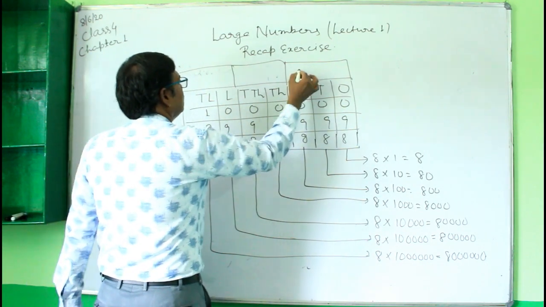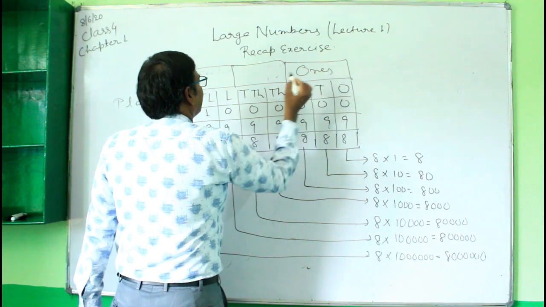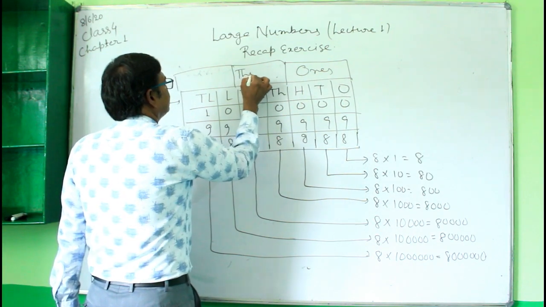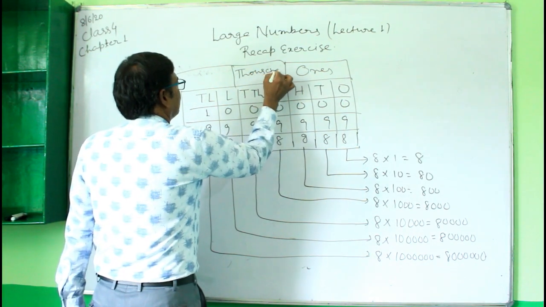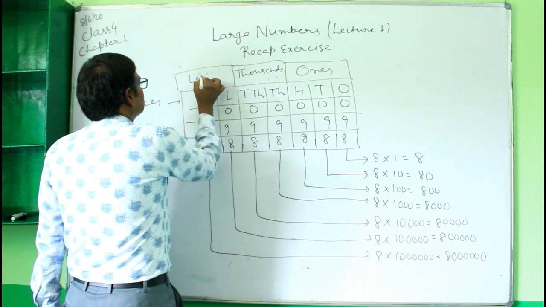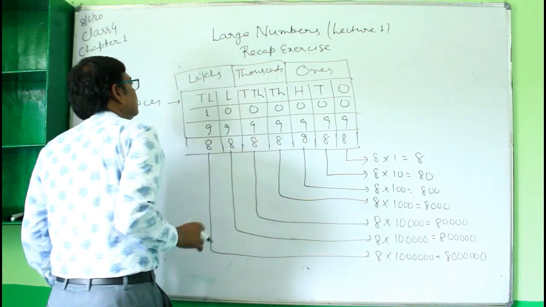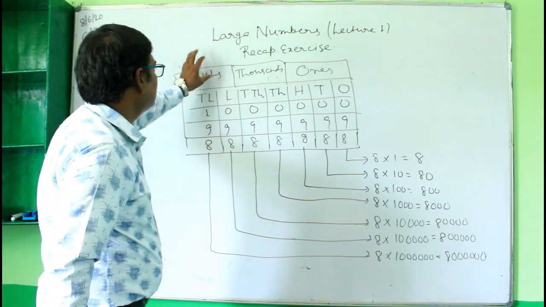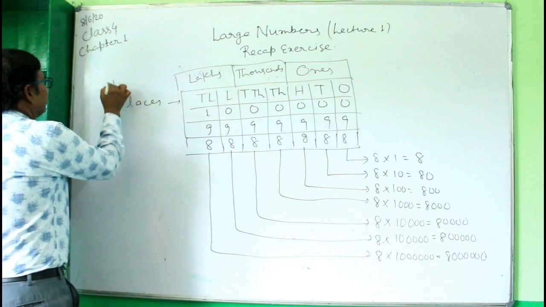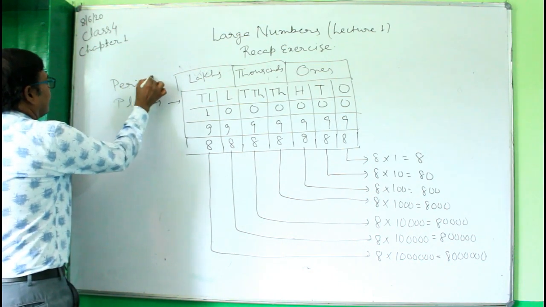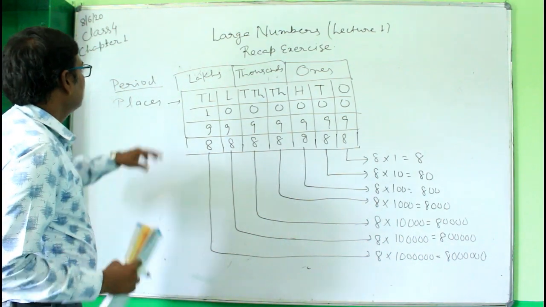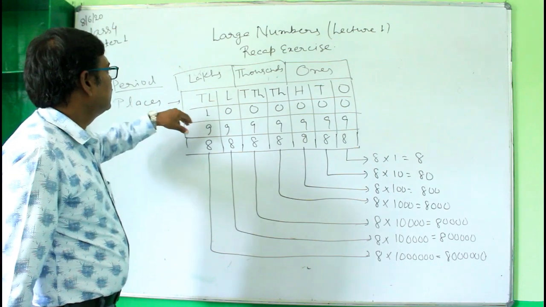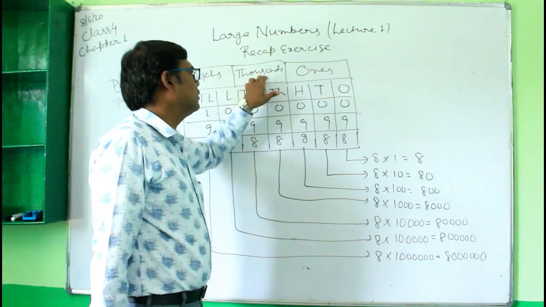This is called the ones period, and this is called the thousands period, and this is called the lakhs period. So this is the lakhs period. Periods, places, then this is the lakhs period, then thousands period, and the ones period here.